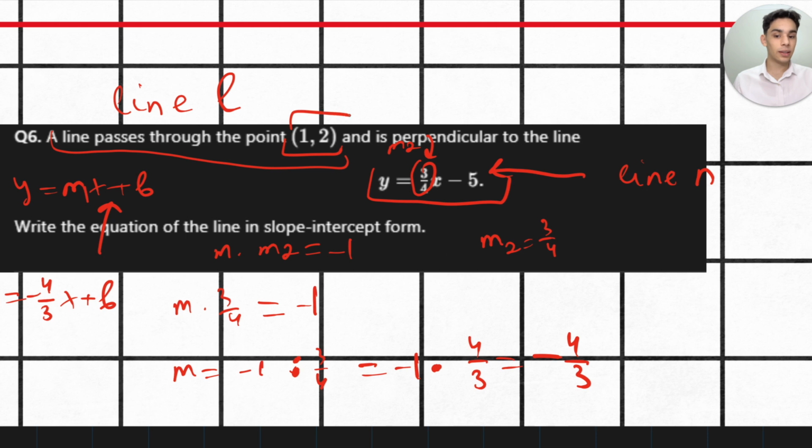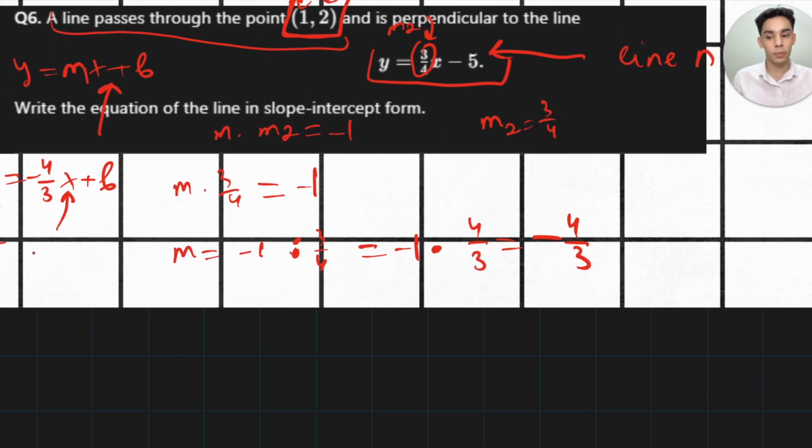And we have this coordinate. Please don't forget about it. So 1 is our x value and 2 is our y value, right? Technically, when I plug in 1 for x, my output should be 2. I can solve it by hand. Let me first solve it by hand. It will be 2 equals -4 over 3 multiplied by 1 plus b. So, -4 over 3 multiplied by 1 is the same thing, right? So we will have 2 equals -4 over 3 plus b.